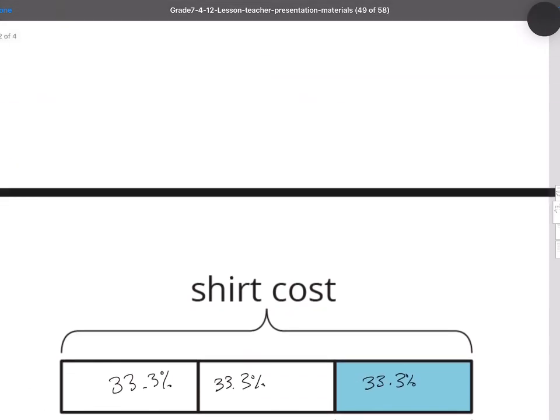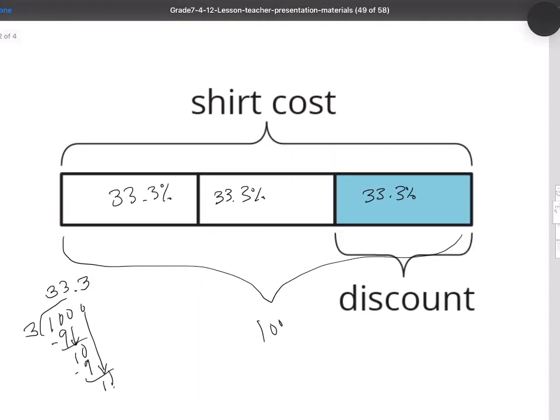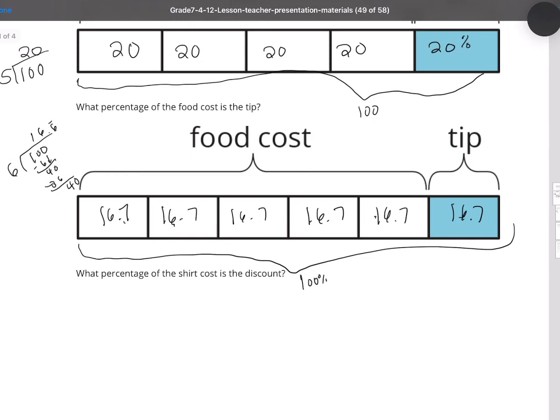Okay, so it said what percentage of the shirt is a discount? 33.3%, and so on and so on.